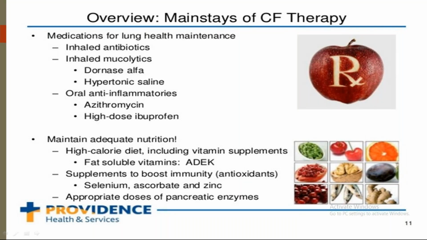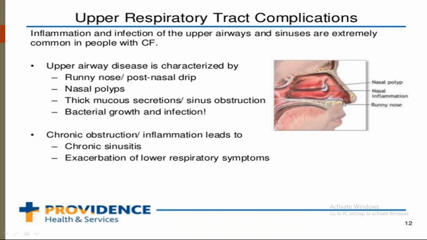And to boost immunity, antioxidants like selenium, ascorbate, and zinc, and appropriate doses of pancreatic enzymes. As the pancreas is also affected, leading to dysfunction, we should supplement the pancreatic enzymes. Coming to the treatment: first antibiotics, mucolytics and anti-inflammatories, and adequate nutrition with supplementation of ADK, and to boost the immunity and to supplement the pancreatic enzymes.